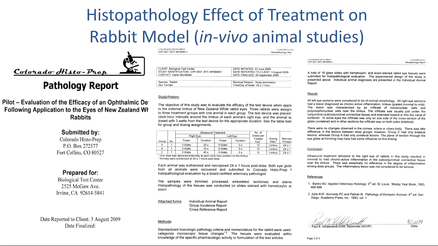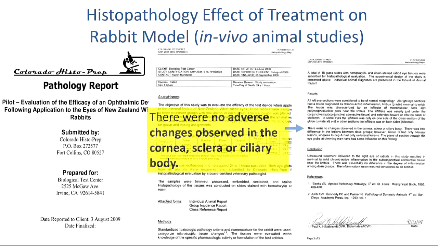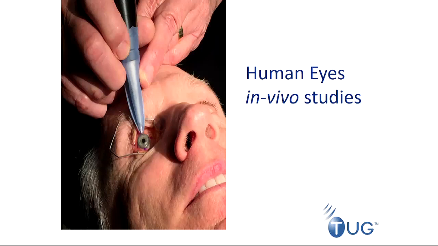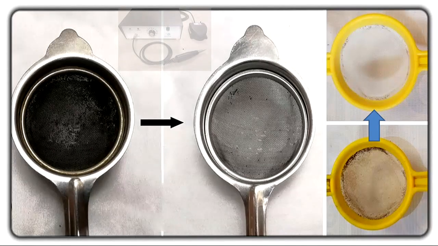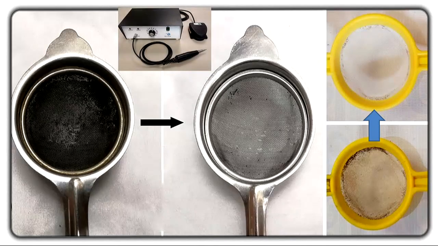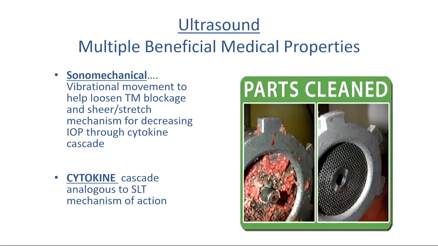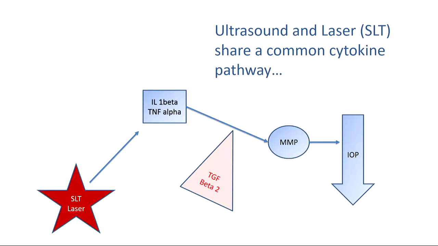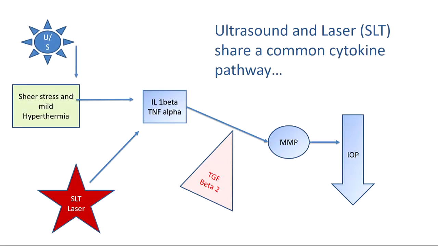After confirming the safety of the repeated procedure in a rabbit model in in vivo animal studies, we started humanized in vivo studies. TRABOCLEAN is as good as cleaning a blocked tea strainer by sonomechanical vibrations as well as by induction of the cytokine cascade, which is analogous to SLT. In fact, SLT only has the cytokine pathway, whereas TRABOCLEAN has the sonic vibration pathway as well.